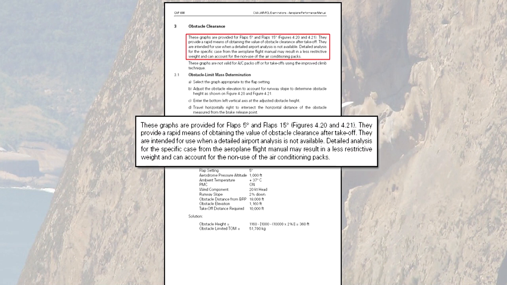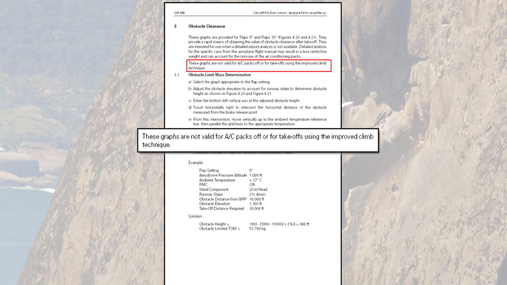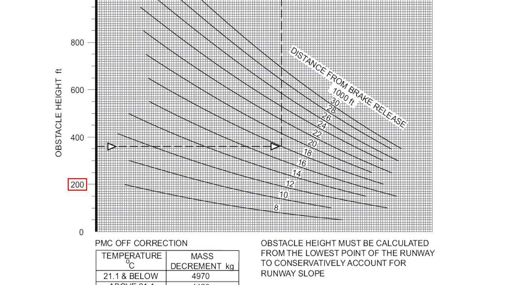It states that the graph is a rapid means of obstacle clearance calculation when there is no detailed information available. It also states the graph is not valid for air conditioning packs being off or for takeoffs using the improved climb technique. Let's now use an example to work through the graph. There are two graphs, one for 5 degrees flap and the other for 15 degrees flap. In the previous examples, we used 15 degrees flap.